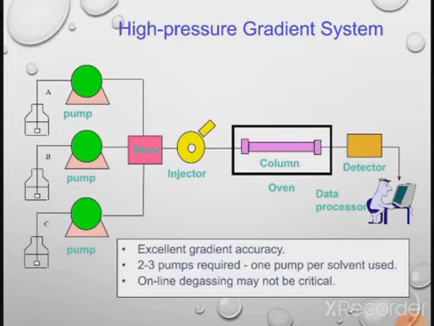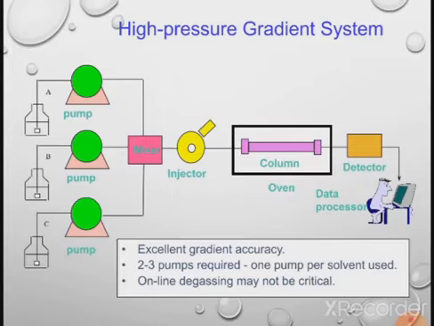Why are we using more than one reservoir and more than one pump? The mixture of 2 or 3 pumps is required, one pump per solvent is used, and online degassing may not be critical. Here the pump gives a high pressure output, and this high pressure output is introduced into the mixer by a special valve, and a fixed or variable combination is prepared, and they pass through the injector.